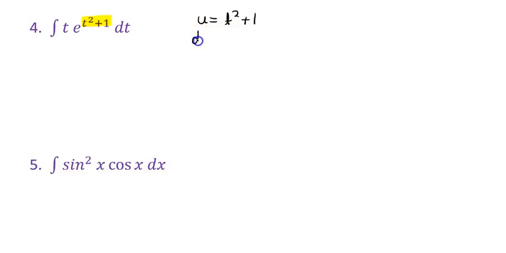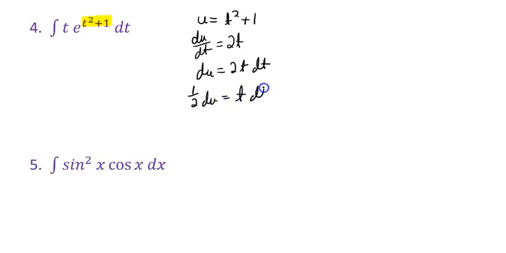Alright, we take the derivative, so du dt would equal 2t, and when I multiply by dt, I get du equals 2t dt. Now the problem is that, again, the 2 is not over here, just the t and the dt. So I'm going to do kind of what I was doing in those examples 2 and 3 and divide by the 2. So I have 1/2 du equals t dt. And now this over here matches what I have in the problem.